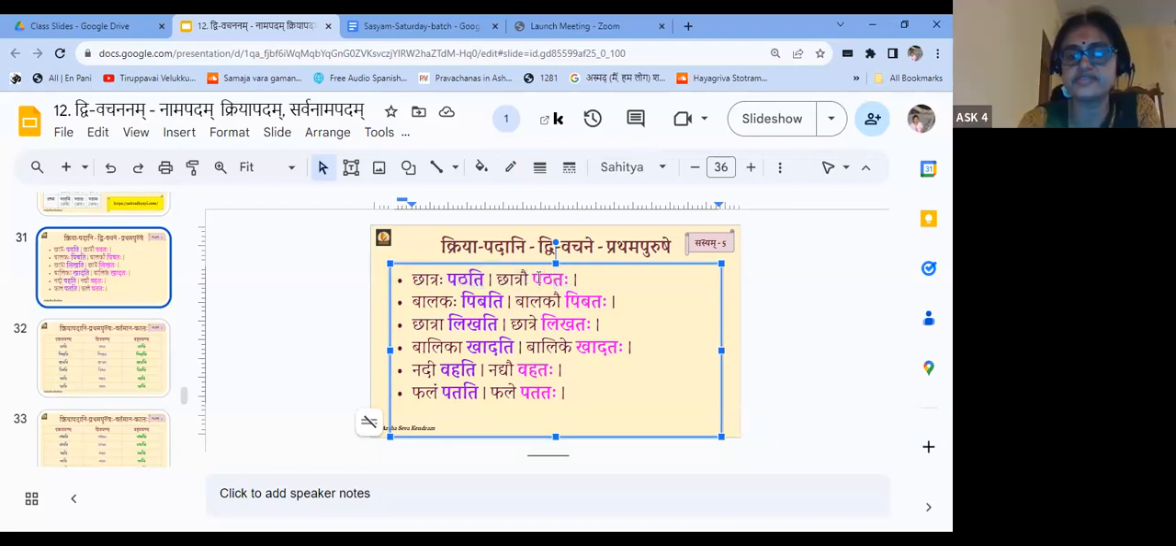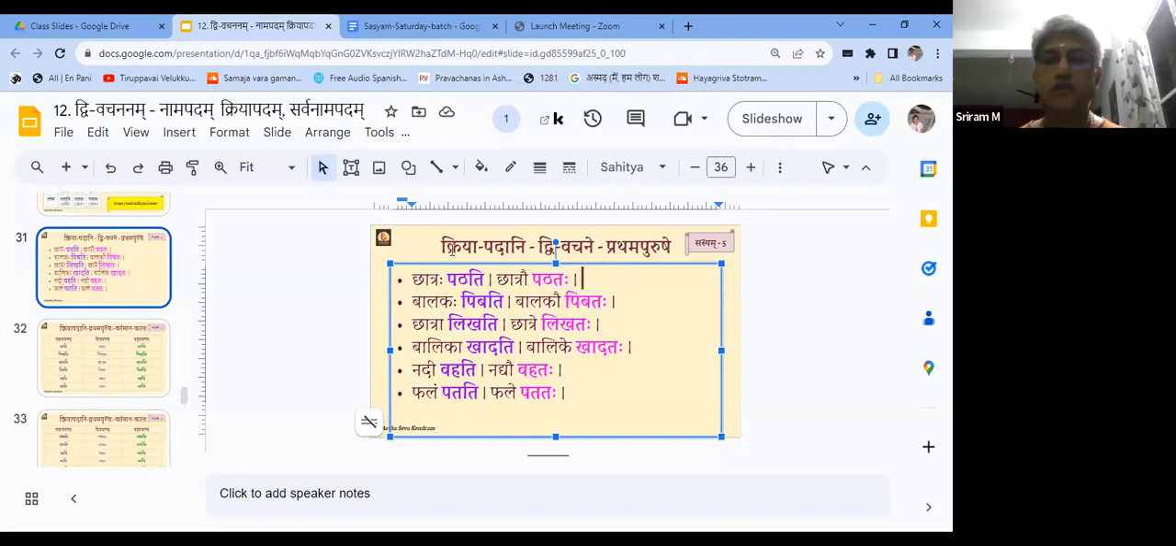Is my mouse pointer clear? Can you see my mouse? Yes. So when it is singular, it is always ti for the third person. When it is dual, it is always taha for the third person. That's the thing. Now for Bahuvachana, for many students, it will be Chatraha patanti. Astu.